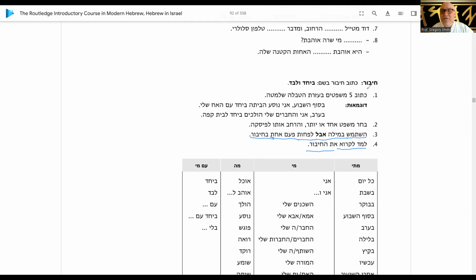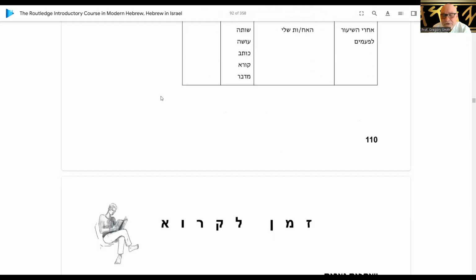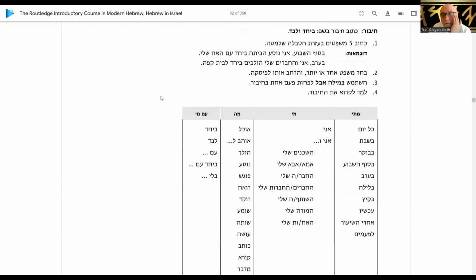Okay, so basically we're constructing 5 sentences. They have to have all of these elements. Okay, so that, wow, look at that. Okay, so we have Matai, we have me, ma, im, me. So what do we got here? Matai. When, this is the when.